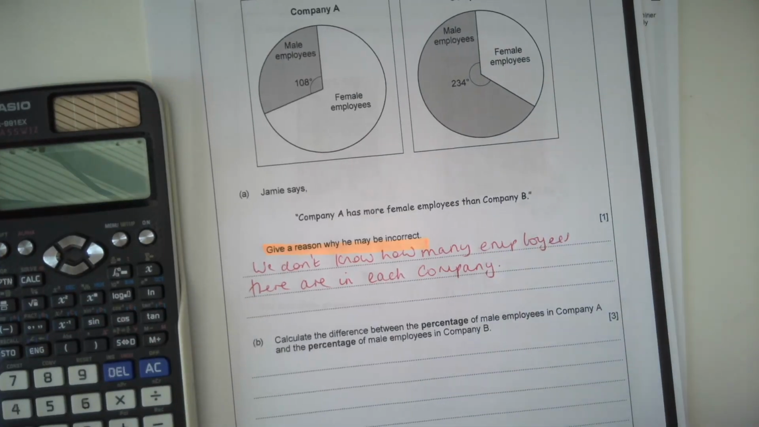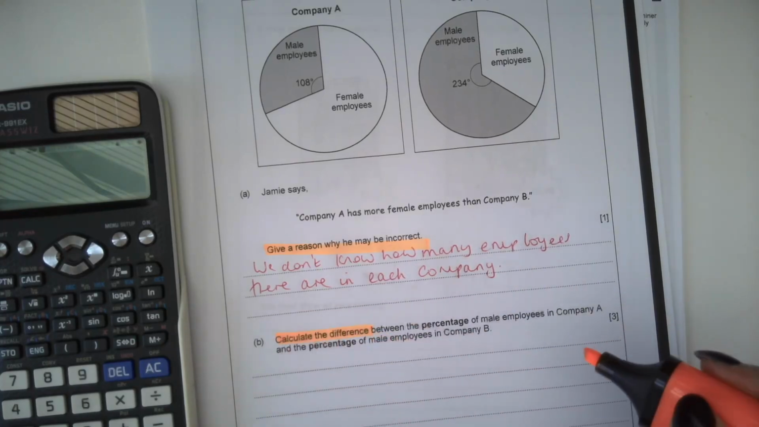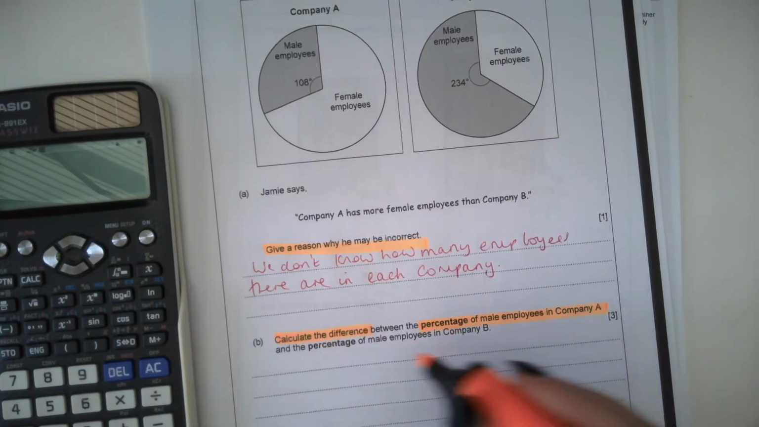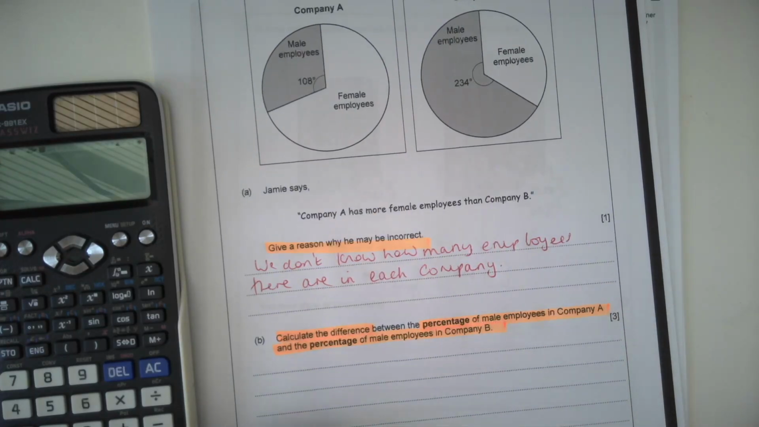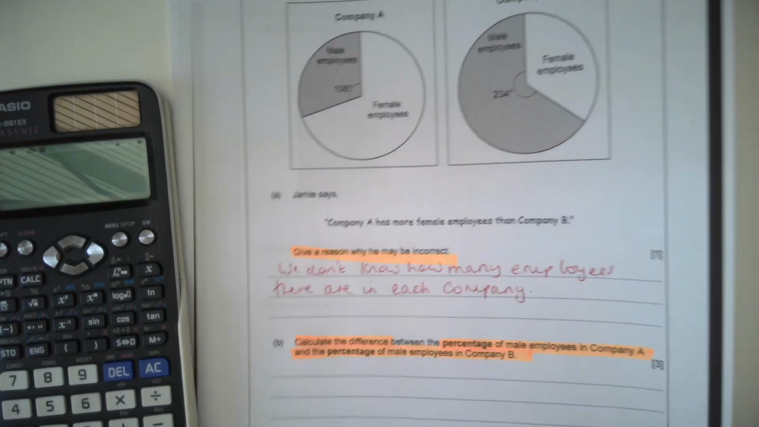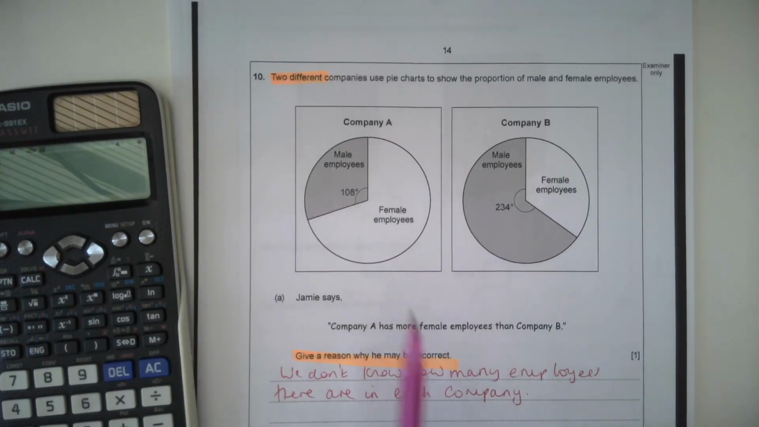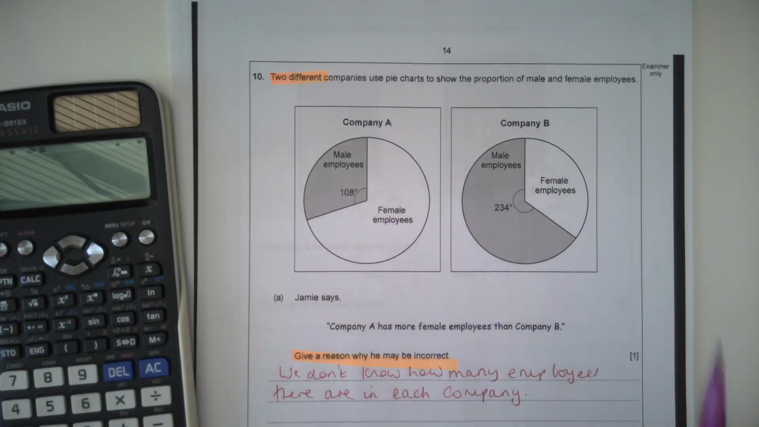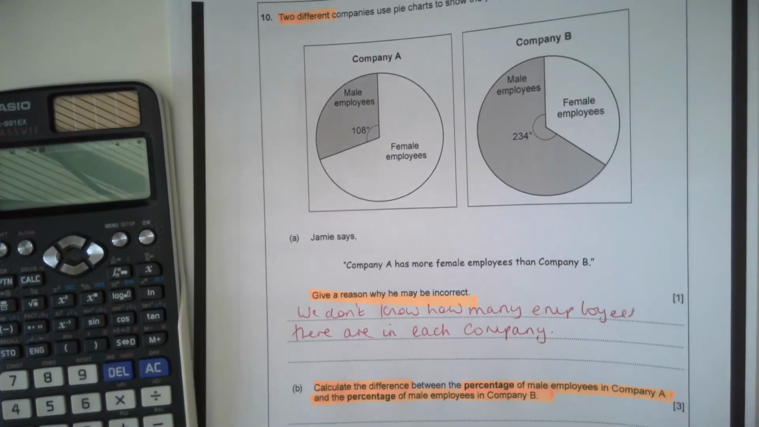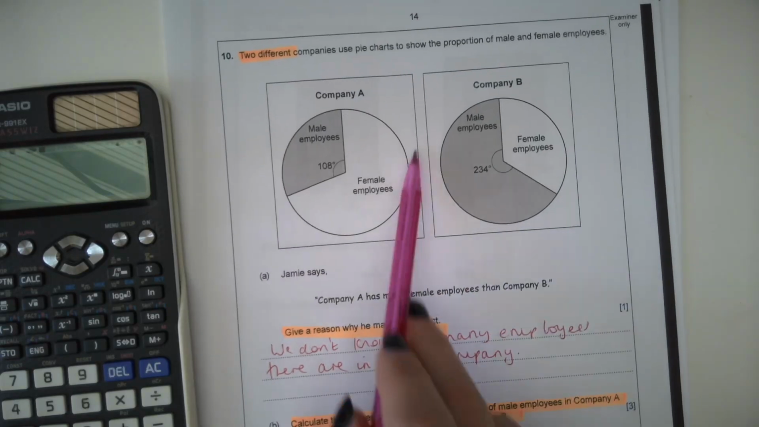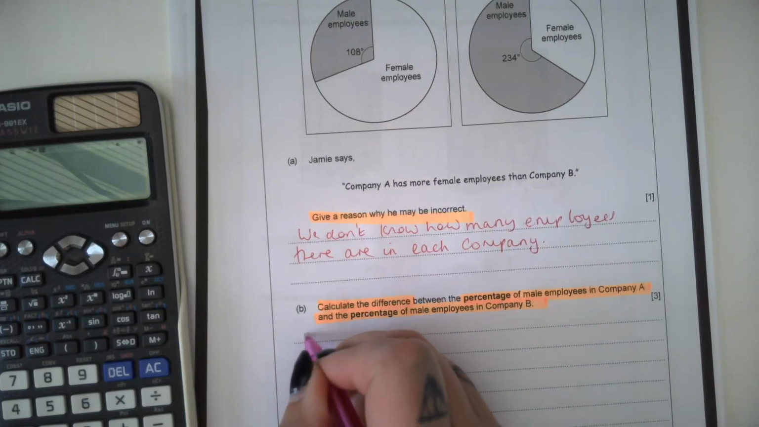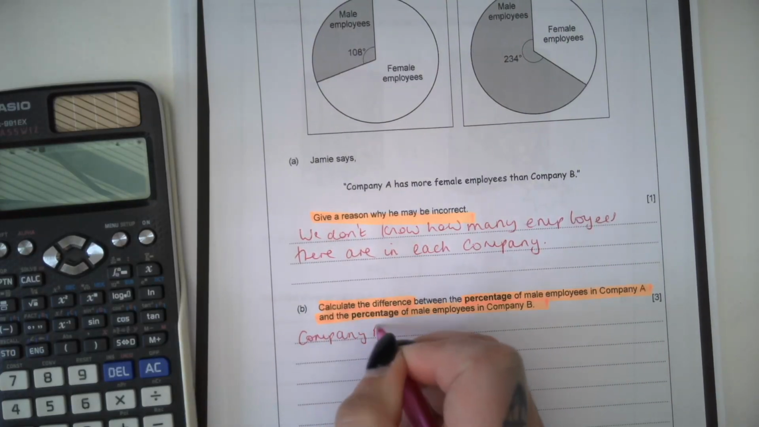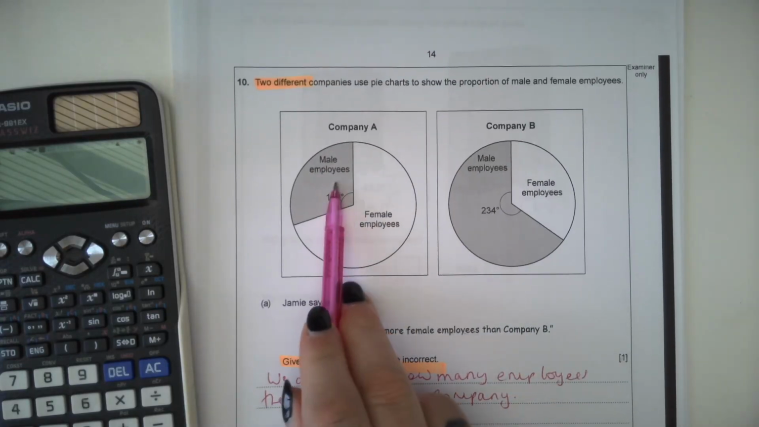Okay. Part B, calculate the difference between the percentage of male employees in company A and the percentage of male employees in company B. So we want the percentage of male employees in each company, and then we want the difference between them. Now, currently we're working with angles, we're working with degrees, that's not percentages, so we're going to have to convert to percentages. So a full circle is 360 degrees. So in company A, 108 degrees are male employees.